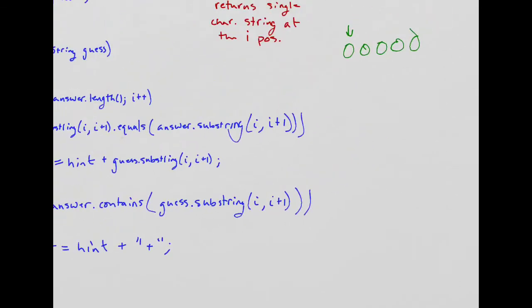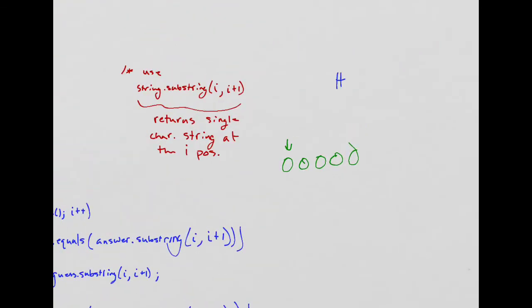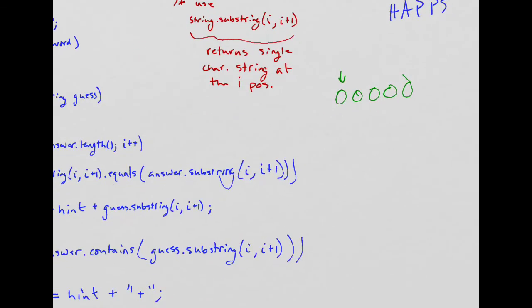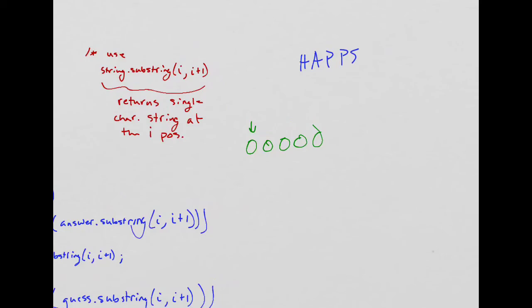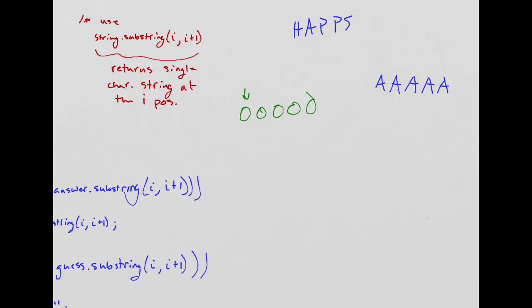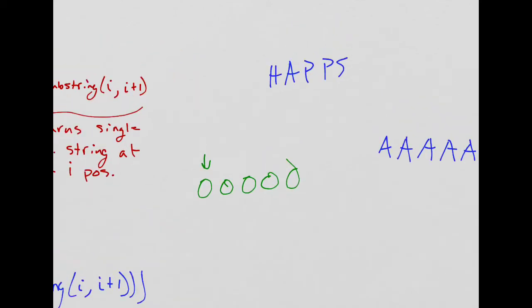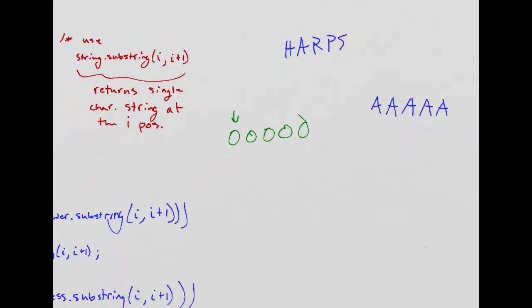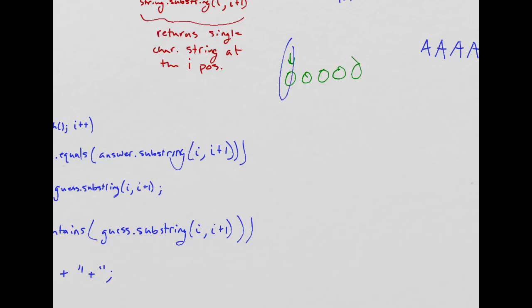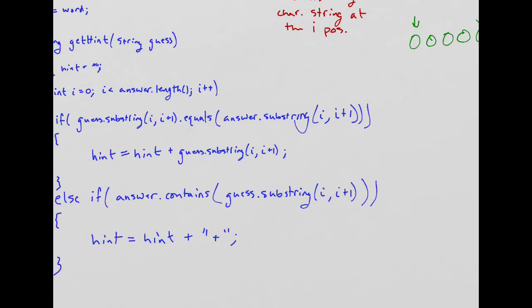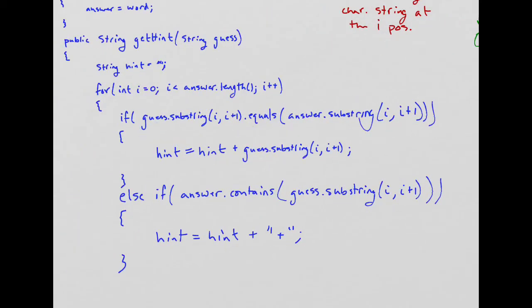So say the answer was harps, and we guess triple A first, or quintuple A. Is that how you say it? So let's think about this. The first time we're looking at this for I, are they the same? If they're the same, hopefully that makes sense, then do this. But this does not happen. I'm going to point. This does not happen because this is not true. So then we go to this.